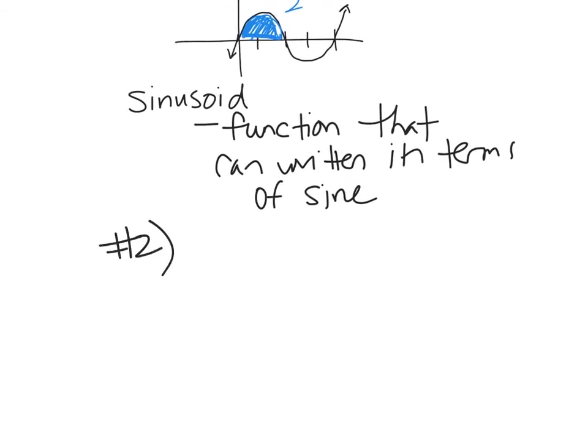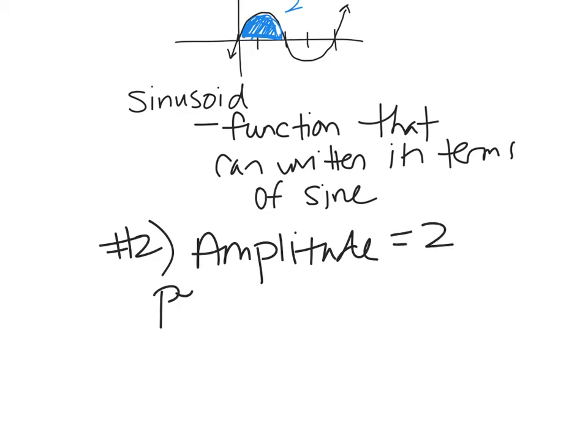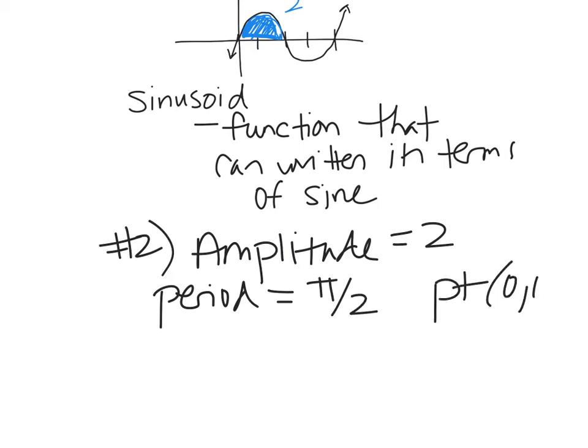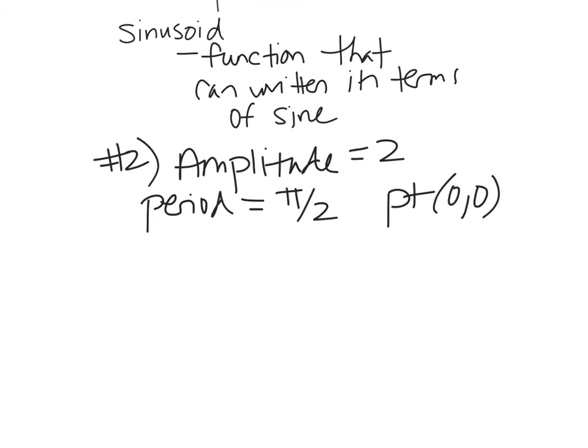Okay, so you're going to get problems like this. Number 2. These ones you are not graphing, but I'm going to give you some information, and you're going to tell me what the equation is. So I'll tell you that the amplitude is 2. The period is pi over 2. This graph goes through the point 0, 0.